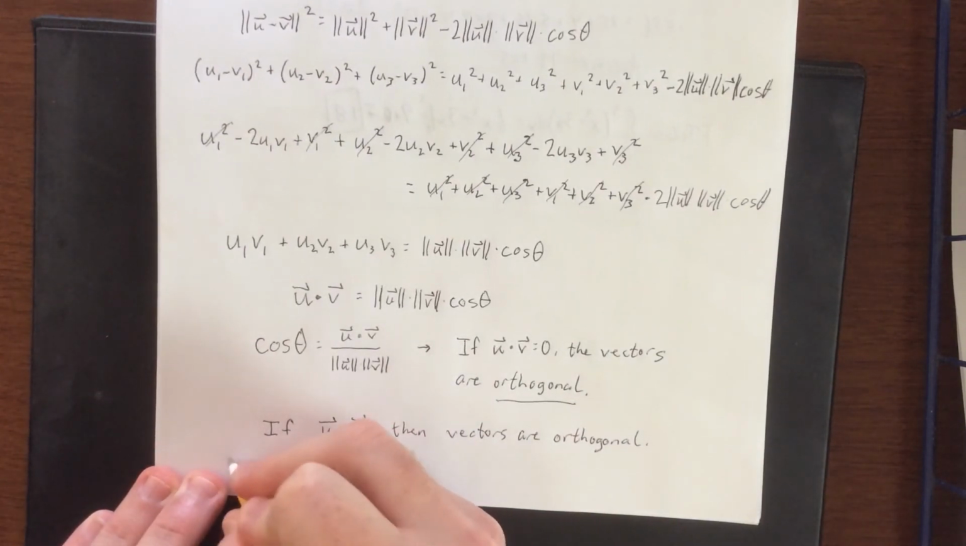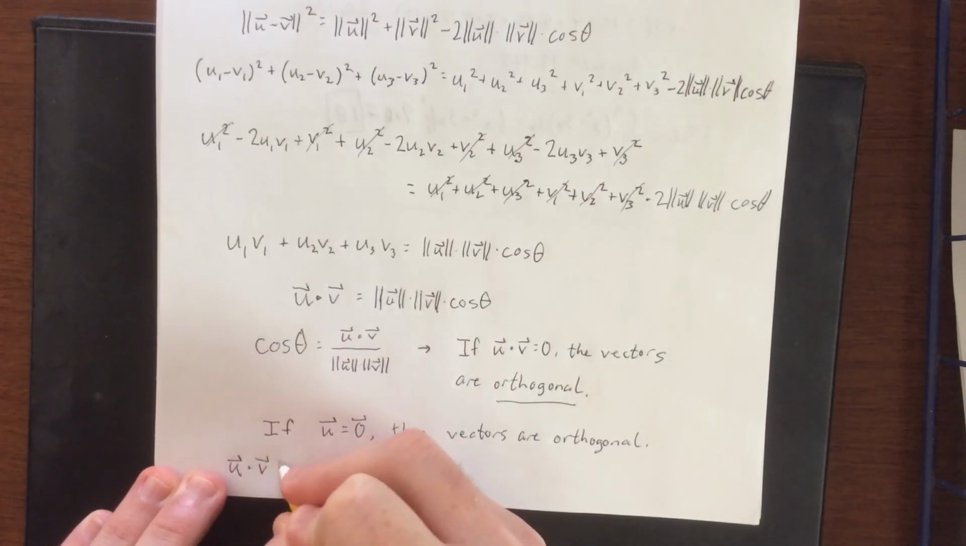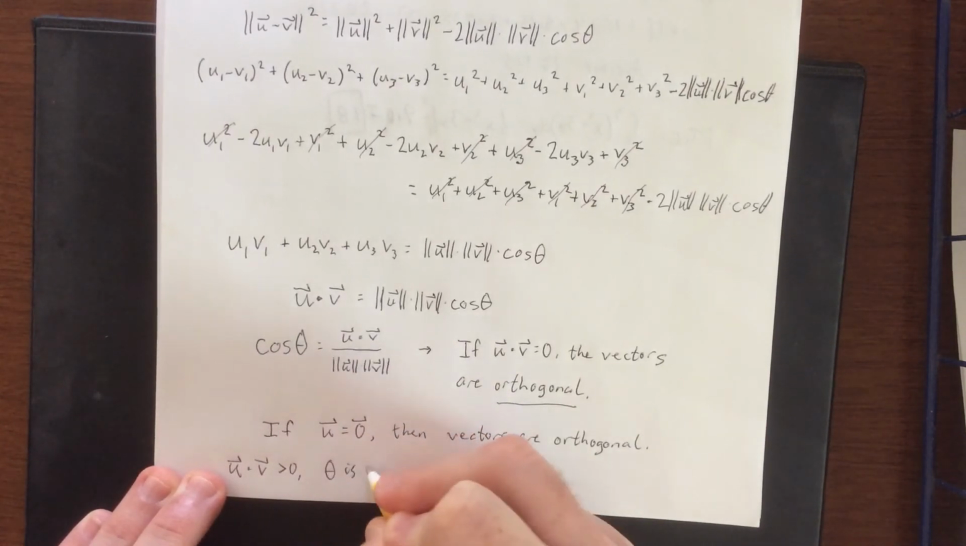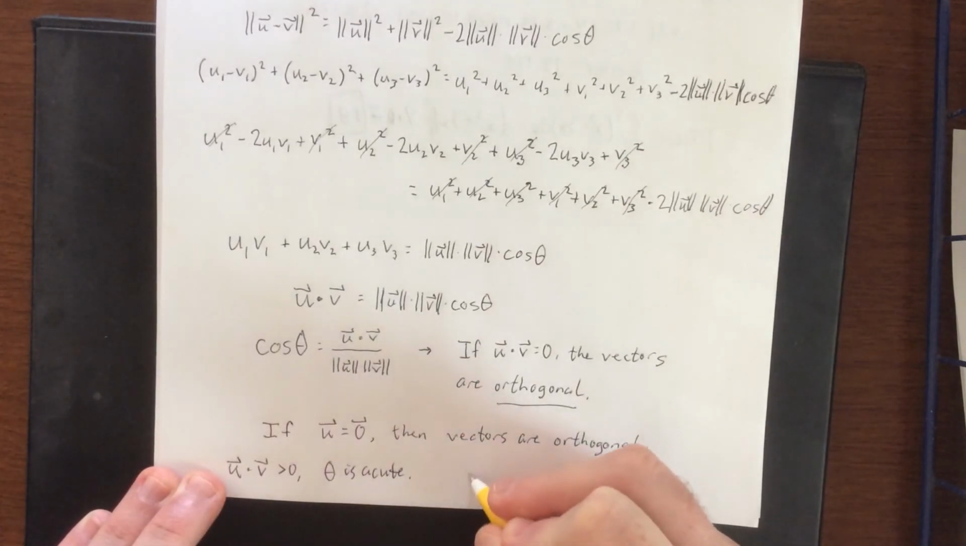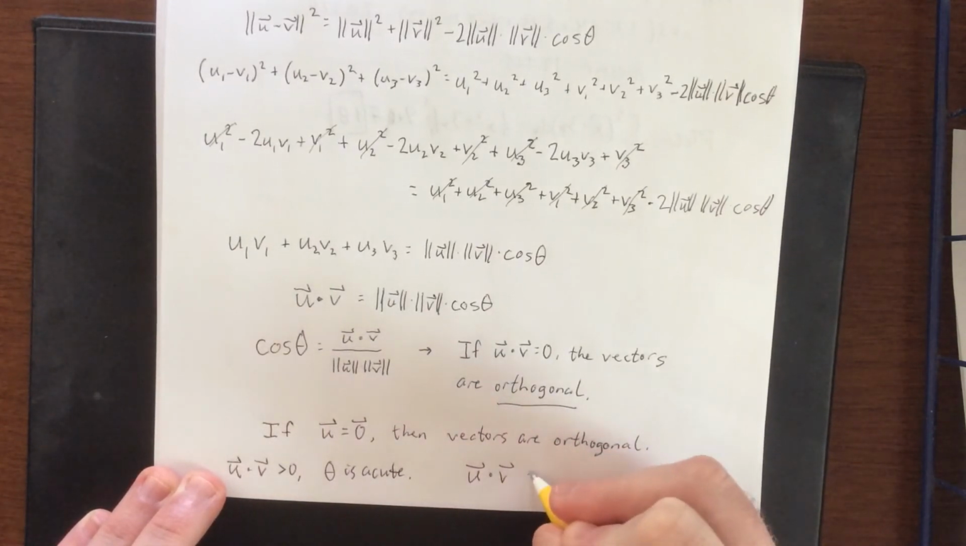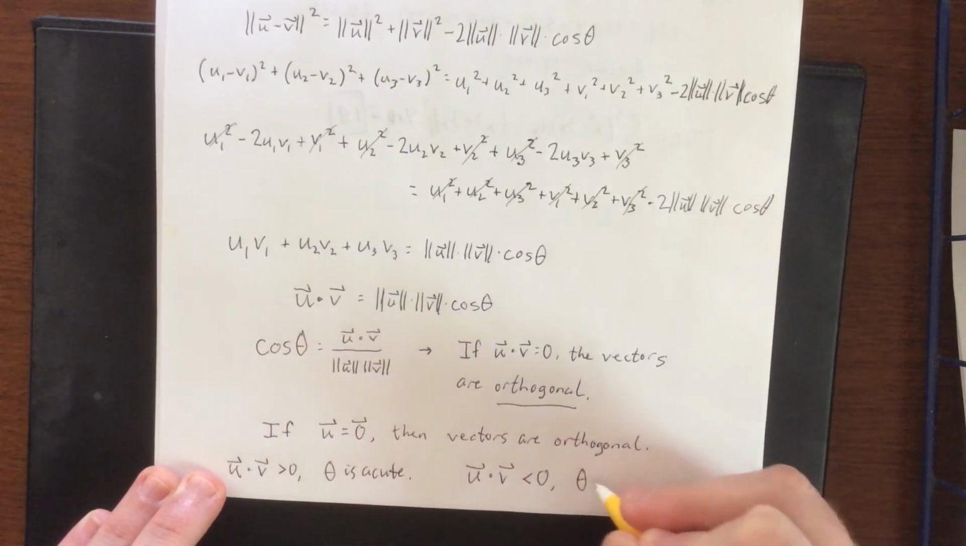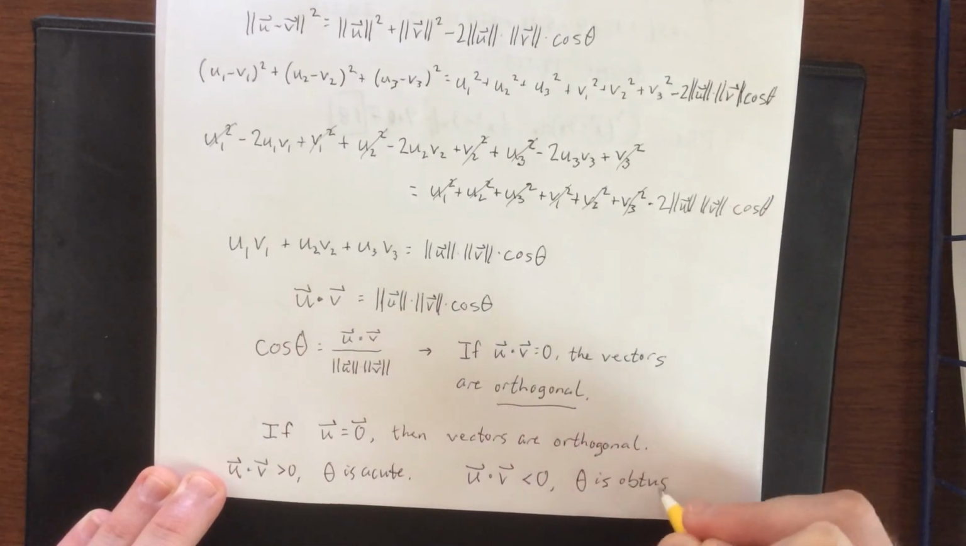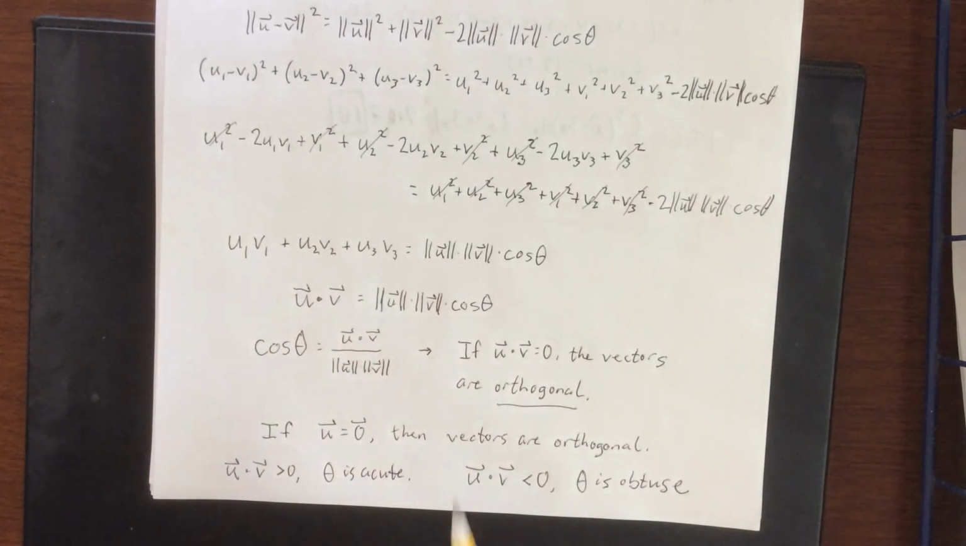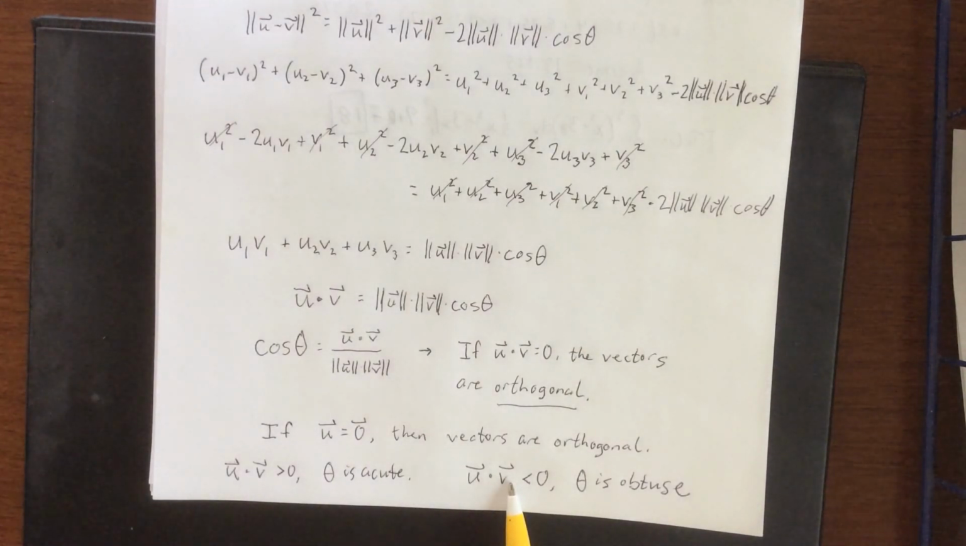Other implications: if u dotted with v is greater than 0, theta is acute. If u dot v is less than 0, then theta is obtuse. Simply because when we take the inverse cosine of something positive, since these magnitudes are guaranteed to be positive, we're guaranteed a quadrant 1 angle from the unit circle, so that'd be something that's between 0 and 90 degrees. Whereas if we take the arc cosine of something negative, that guarantees a quadrant 2 angle, which would be an obtuse angle between 90 degrees and 180 degrees.